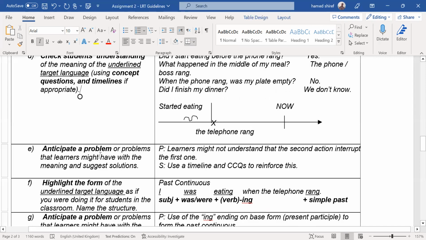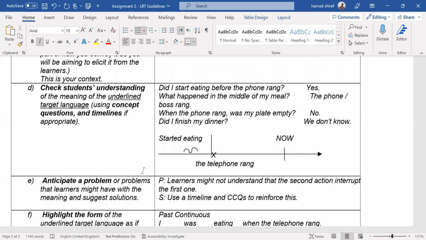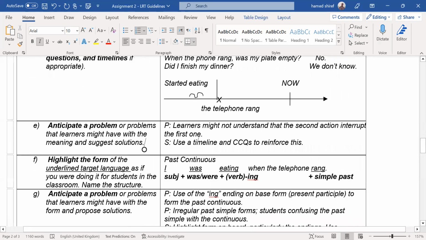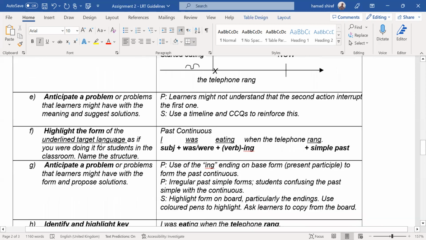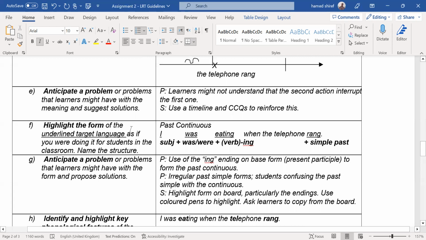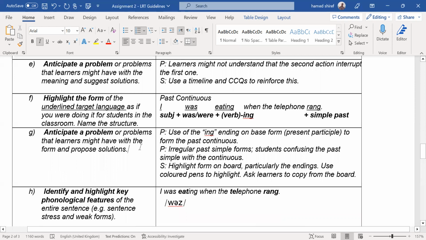And in this section, you will need to think about an anticipated problem related to the meaning or the use of the structure. Like, what problem might students have with the meaning or use of these two tenses, for example, here. And you will need to mention the solution. Then you will need to highlight the form and make sure when you're highlighting the form, you're writing it this way, like the complete sentence, as if you're writing it on the board for students. And again, you will need to come up with a problem in relation to the form of the structure or structures given. Please be specific. Please make it relevant to the level, not just to the structure. And please make the solution practical.